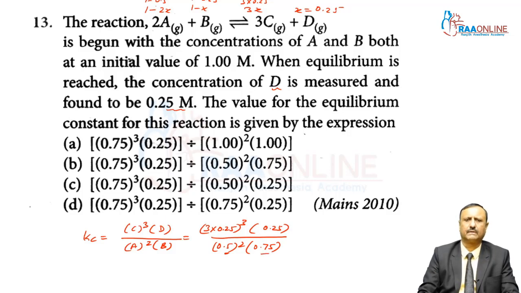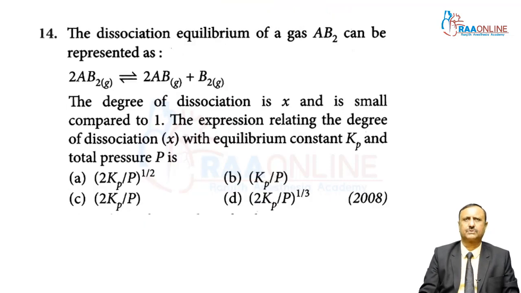Question number 13, you can see the option B: 0.5 squared here, 0.75, 0.25 multiplied by 3, 0.75 cubed into 0.25. So, my dear students, your answer is B. In this way you can calculate here. Now, my dear students, we can go to question number 14.